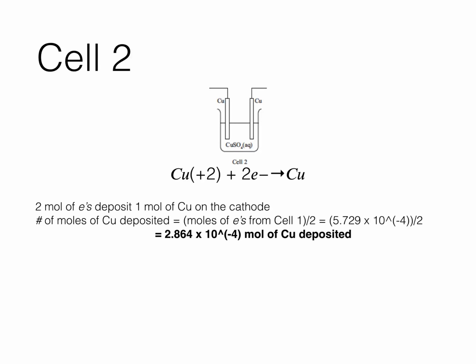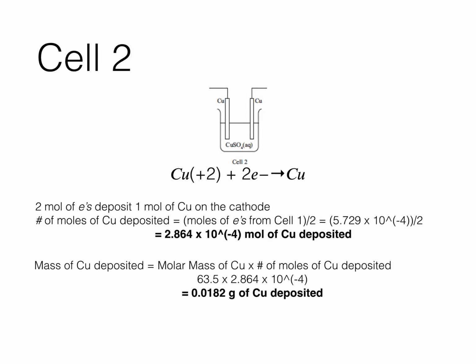Now we know the molar mass of copper, it's 63.5 grams per mole, and if we multiply that molar mass by the number of moles, we get the mass of copper deposited. So in the end, we have 0.0182 grams of copper deposited for 0.034 grams of tin going into the solution in cell number 1. Hopefully this was clear. So this is your answer to part 1 of your question.